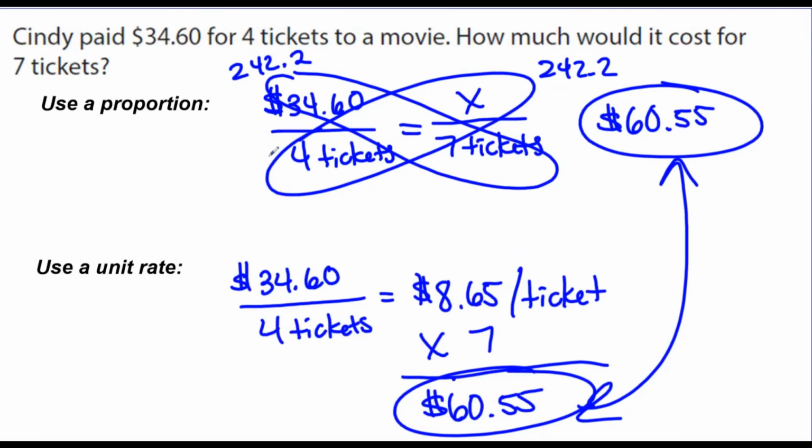So we're kind of tying those ideas together that we have been talking about, that unit rate, that constant rate of change, and how that ties into proportions and proportional relationships.